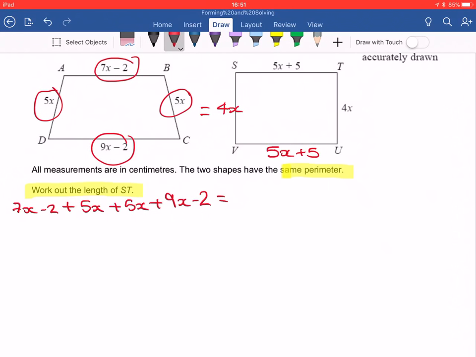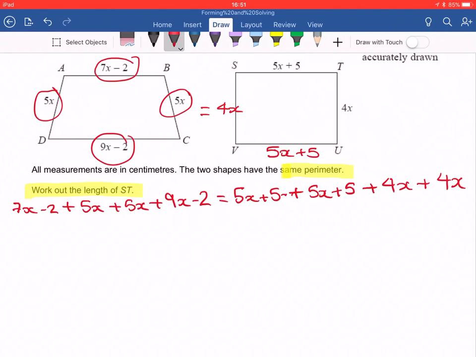So should we do the same on the right-hand side? Yes. All right, so let's add together the 5x plus 5 at the top, plus the 5x plus 5 at the bottom, plus 4x on one side, plus 4x on the other. What should we do now, miss? Well, let's simplify. Let's collect some like terms.